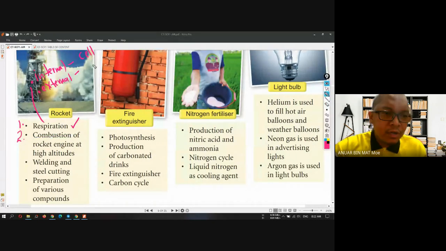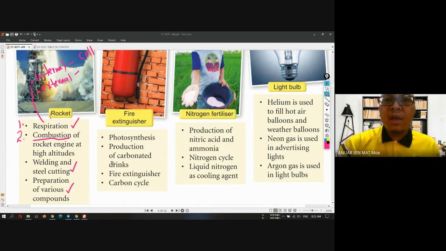So we need to burn something. Okay, we need to use oxygen for combustion. Later on in Topic 7.2, we learn about combustion. Right. Next one, welding and cutting skill, and then preparation of various compounds. This is the usage of oxygen.